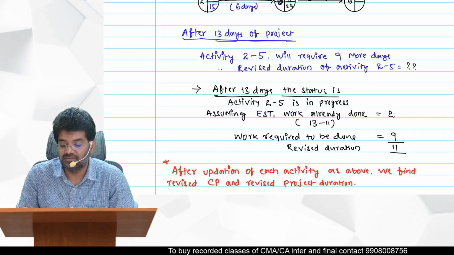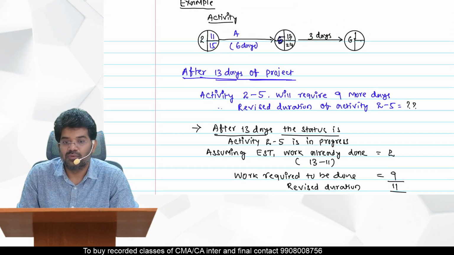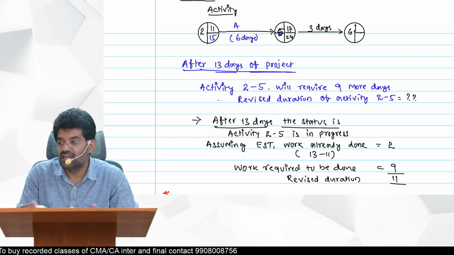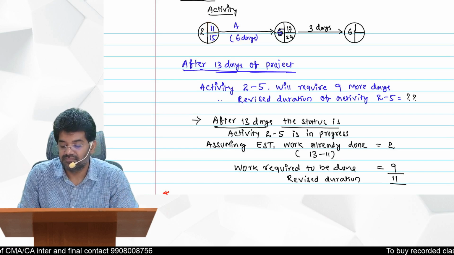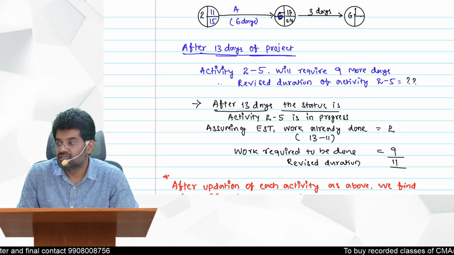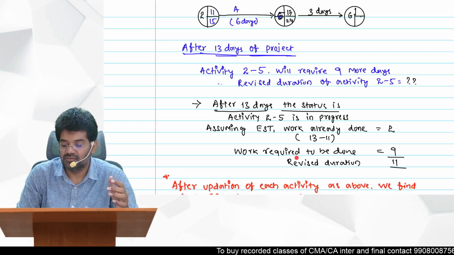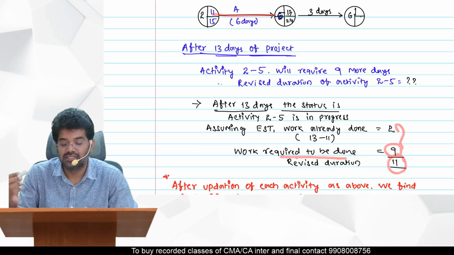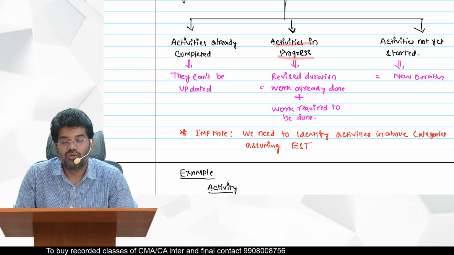First you should consider the work already done, for how many days work has been done, assuming you started at the earliest start time. They said 13 days, and 2 to 5 might have started after 11 days. So 13 minus 11, already 2 days gone. Since you started the 2 to 5 activity, 2 days are completed. Now they are saying an extra 9 days are required. Work required to be done is 9. If you add these two, you get the revised duration of 2 to 5. So this is how you should do updation for activities which are in progress.